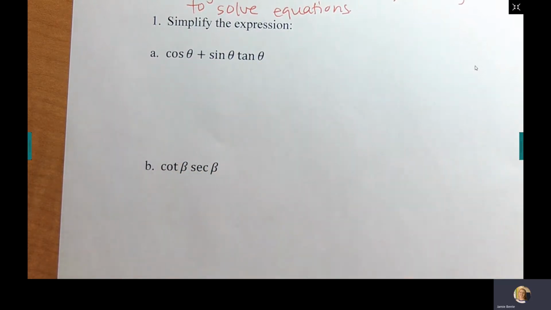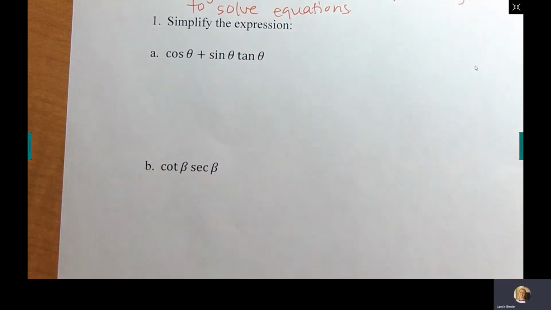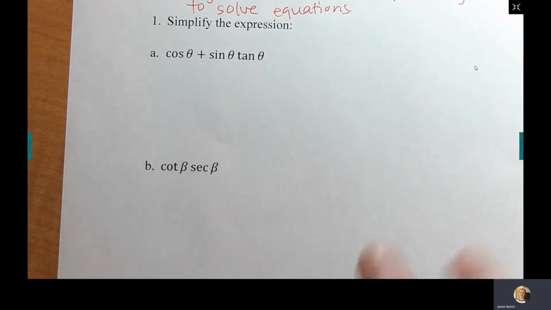Now your goal here is not to cancel things. You do want to cancel things out, but it's okay if you're left in your answer with something like sine or cosine or secant or cosecant. You're just trying to make this look more simple. So that's what it means by simplify. So just make this expression look more simple.